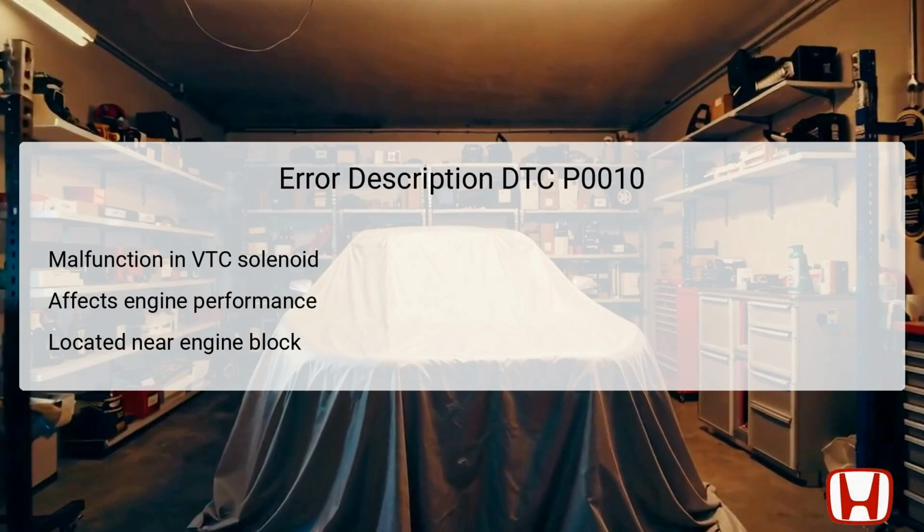Complications in this area can create drivability concerns, prompting further investigation. It is critical to address and rectify any issues with the VTC solenoid to restore optimal engine efficiency and performance, subsequently improving overall vehicle reliability.